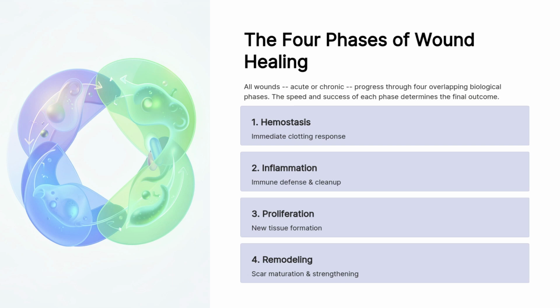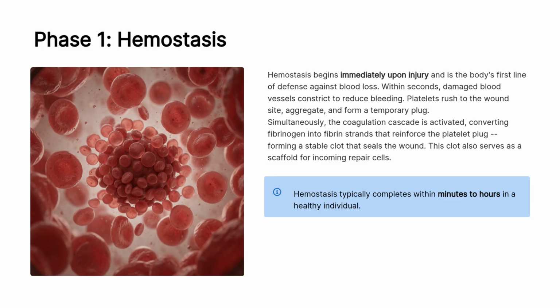Hemostasis initiates clotting, inflammation provides immune defense, proliferation forms new tissue, and remodeling matures and strengthens scars. The efficiency of these phases impacts the healing outcome.